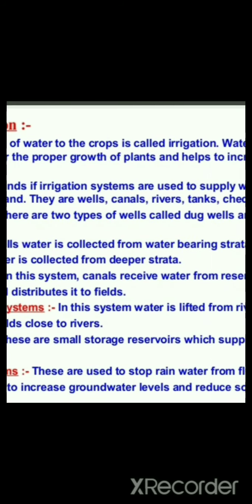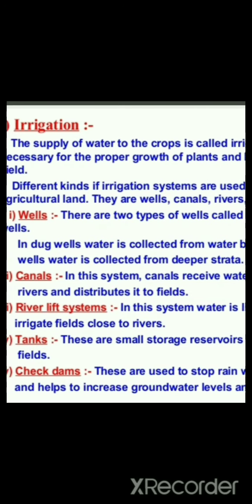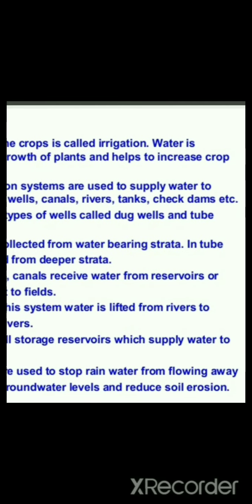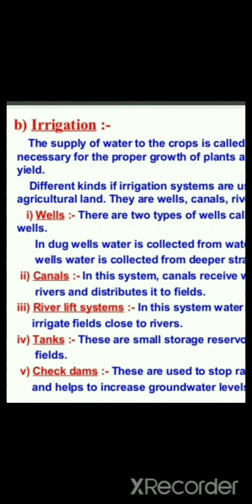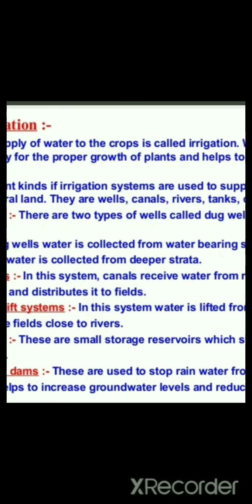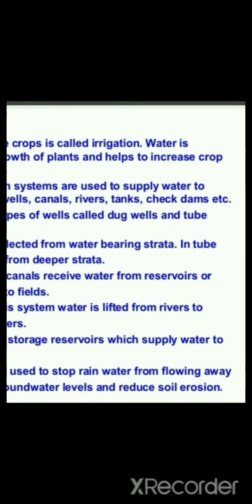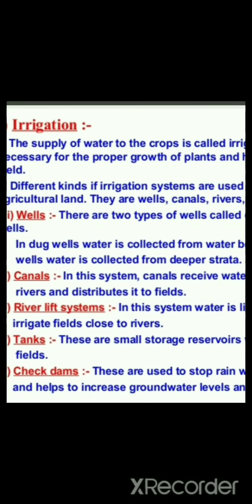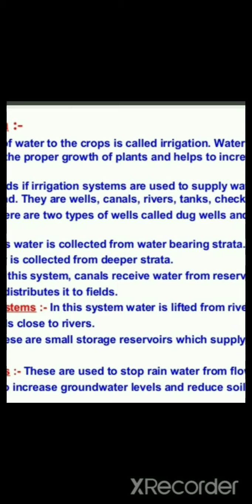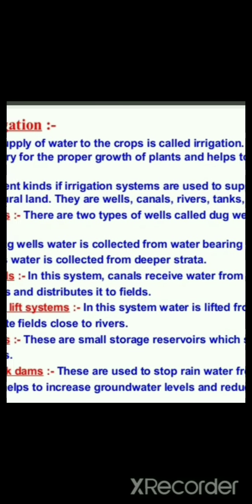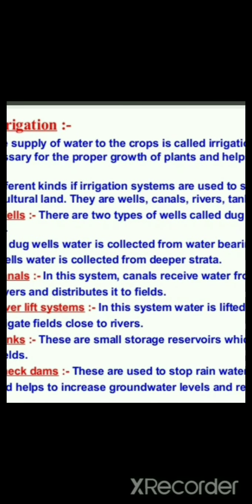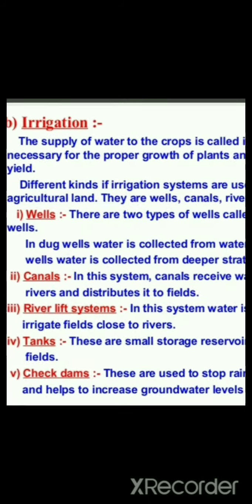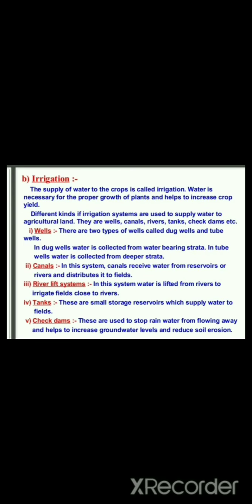River lift system. In this system, water is lifted from the river directly to irrigate the field close to the river. Tanks are the small storage reservoirs which supply the water to the field. Check dams. These are used to stop the rainwater from flowing away and help to increase the groundwater level and reduce the soil erosion. So dams are built to stop the rainwater from flowing. They do not let the rainwater go waste. That's why these dams are made.